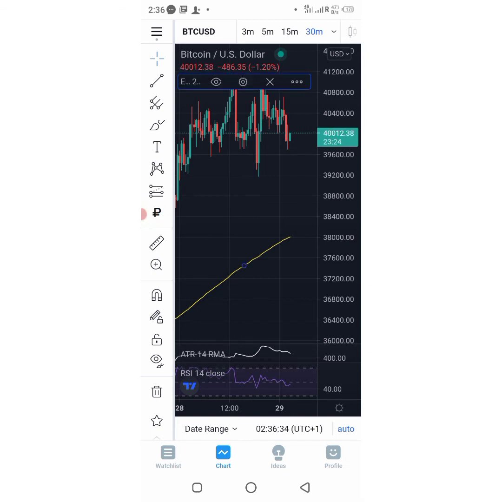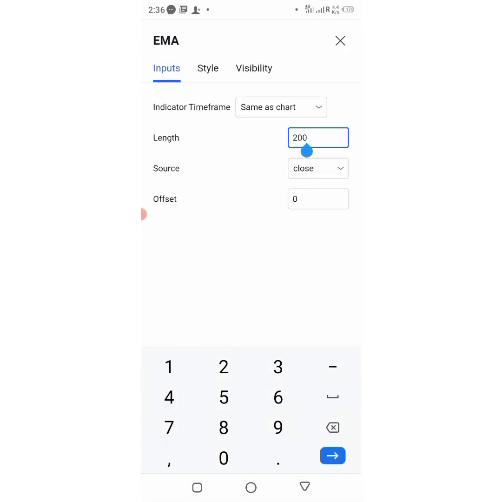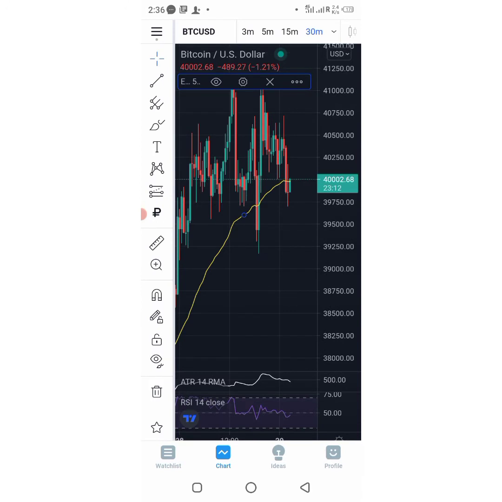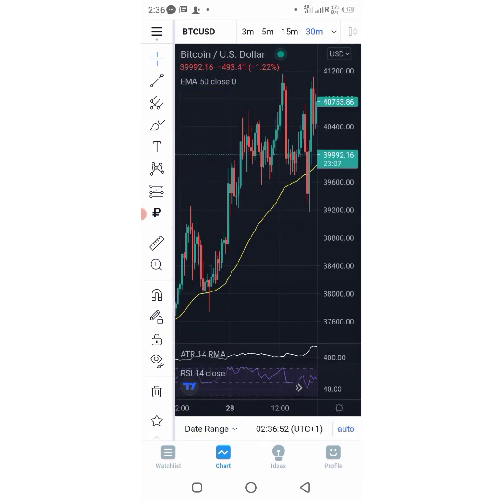I already have the 200 EMA on my chart, so I'm going to change this from 200 to 50. We'll change this to 50 and press OK, and let's see what happens. Alright guys, so this is it. We want to see 3 consecutive candlesticks move to the 50 EMA line.